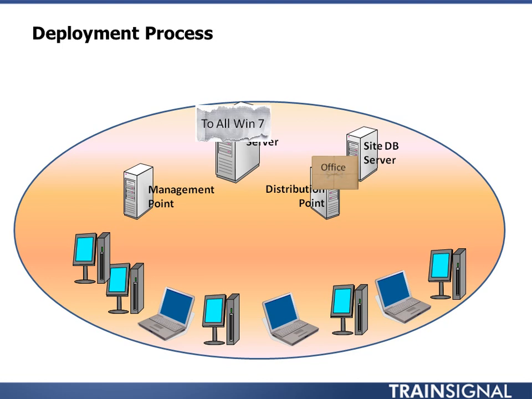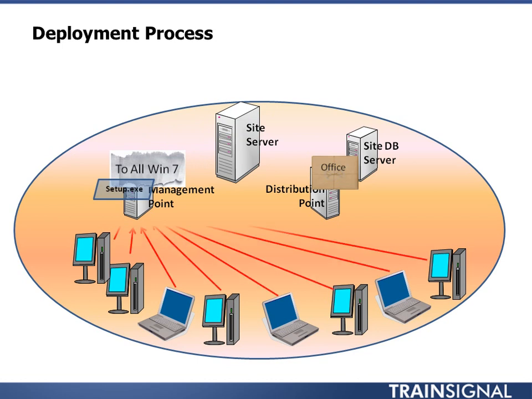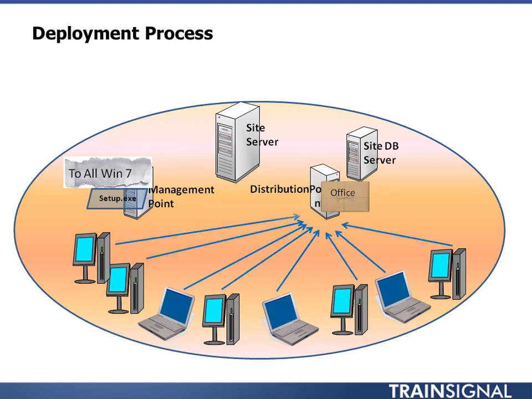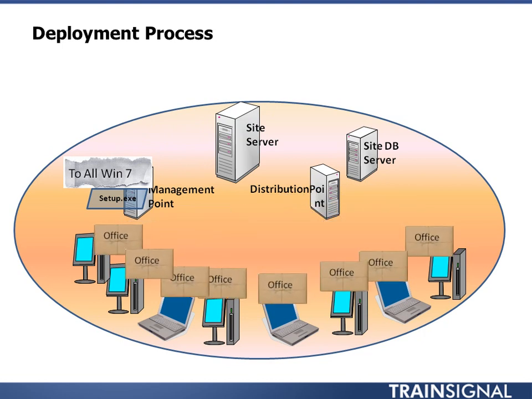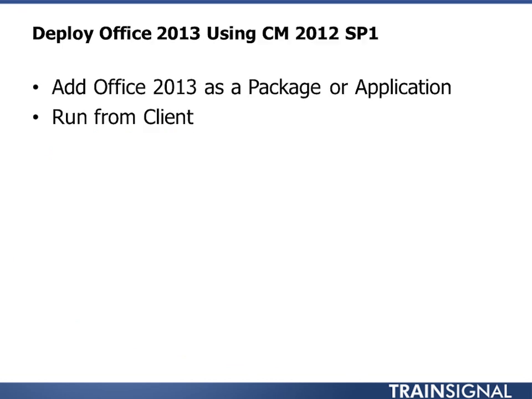Next, we create a deployment. In the past, we used to call these advertisements, and they will contain a command line. Ours is setup.exe for our deployment, telling it what to run. The clients then check in with the management point, see that they have work to do, and connect to the distribution point and download Office to each one of the client machines. What we need to do within Config Manager is add Office 2013 as a package or an application.